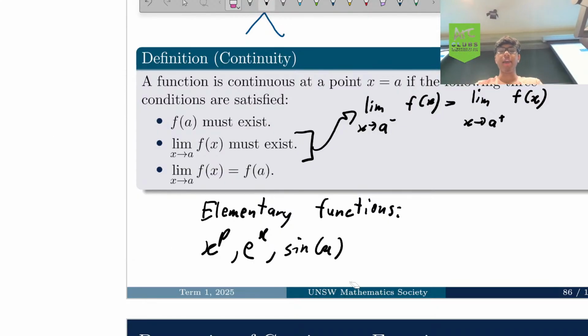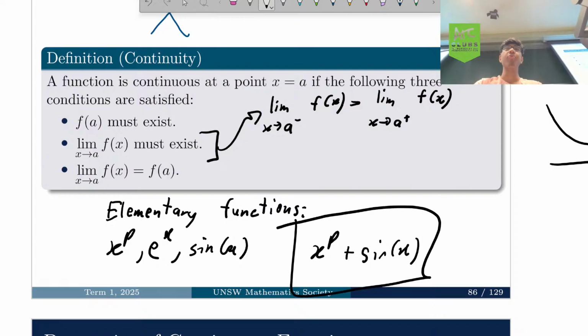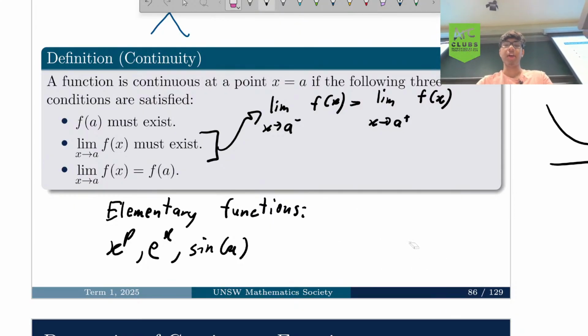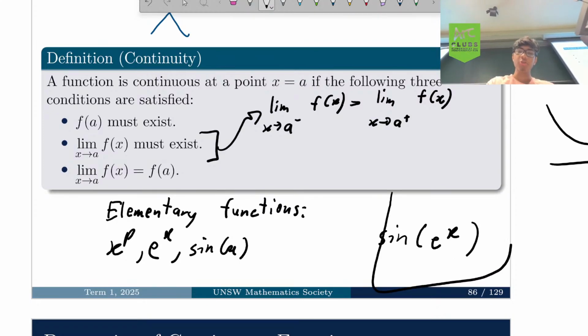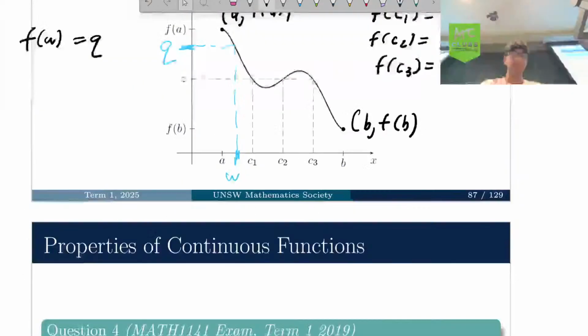All elementary functions, and any combination of them, are continuous over their domain. So if I have some polynomial, x to the p, and then I add it to sine x, this new function is also continuous. Same thing if I did a composite function. If I had the sine of e to the x, this is also continuous. It is a composite of elementary functions. This is really useful, and we're going to use that in this question.